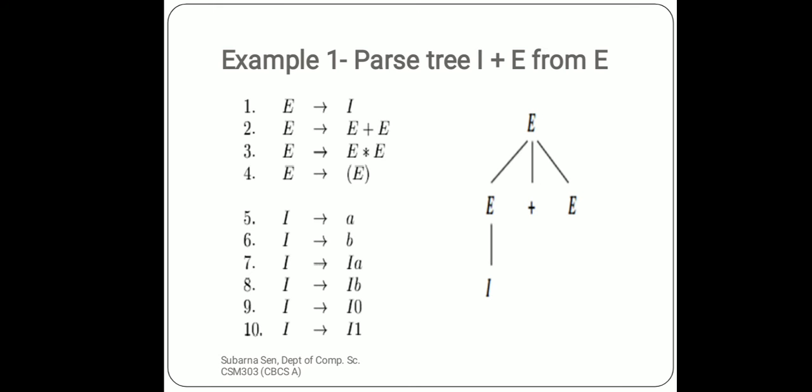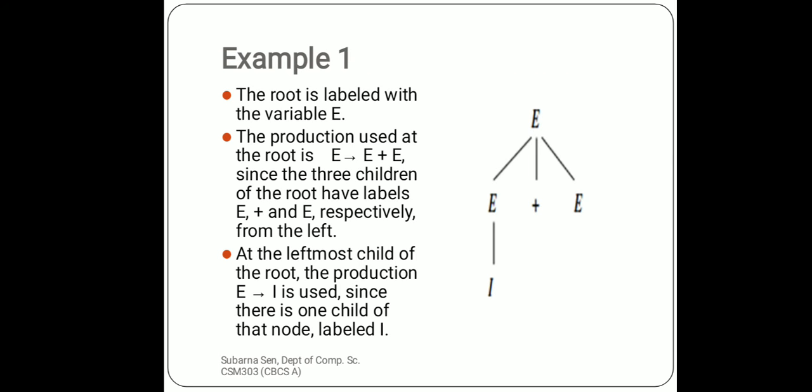If we draw the tree, it will look like this. From E it is generating 3 things. One is a variable, another is an expression sign, and third is another variable, and from E we can generate I. So this is an example of how to construct a parse tree. Okay. Now here I have explained how the tree has been drawn. You can just go through it. It is easily understandable. I have already explained it. Just go through the steps.